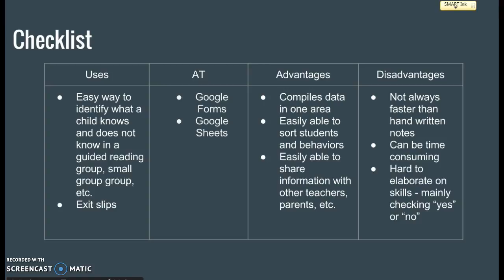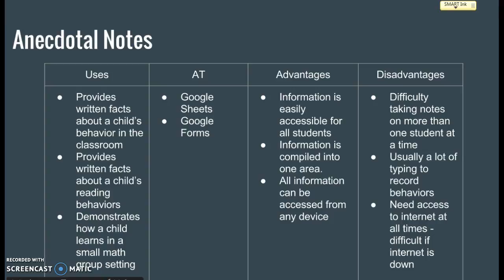And checklists are often hard to elaborate. It's either they know the skill or they don't, but there's oftentimes not a lot of examples or explanations that go with that skill. The last is anecdotal notes. Anecdotal notes provide us with written facts about a child's behavior in the classroom, and also provide us with written facts about a child's behavior in a small reading group. And it also demonstrates how a child learns either in a small math group or a pull-out section.